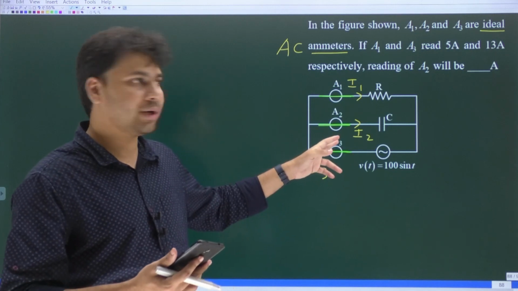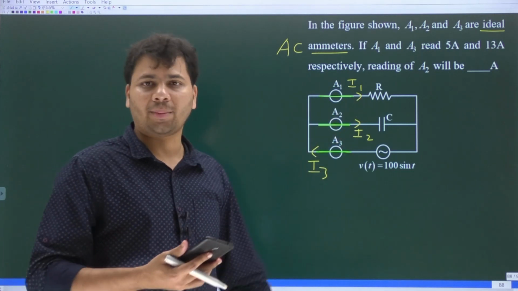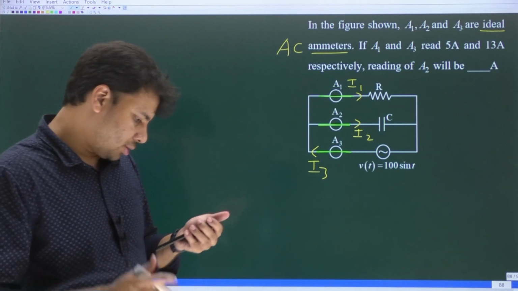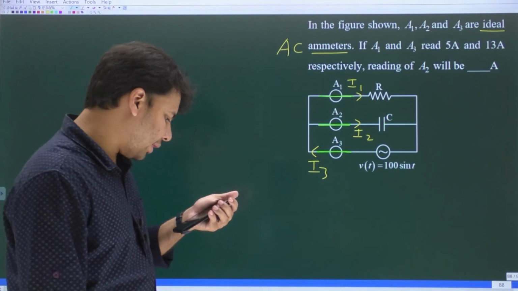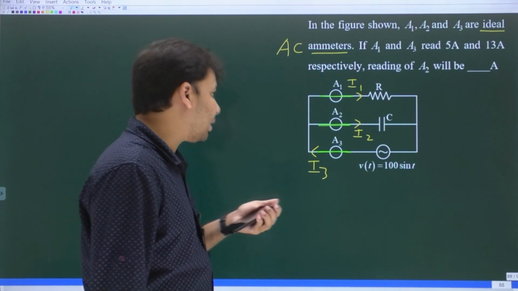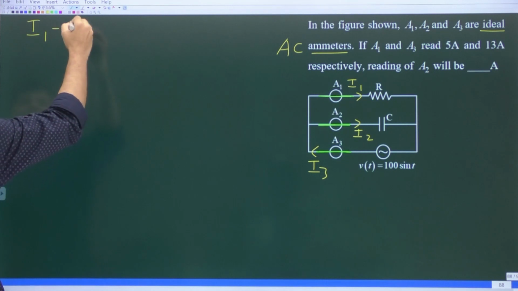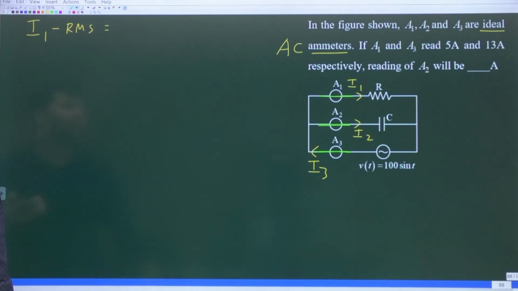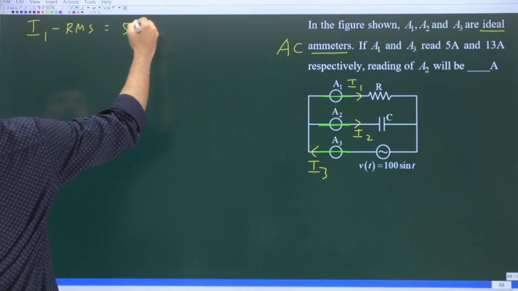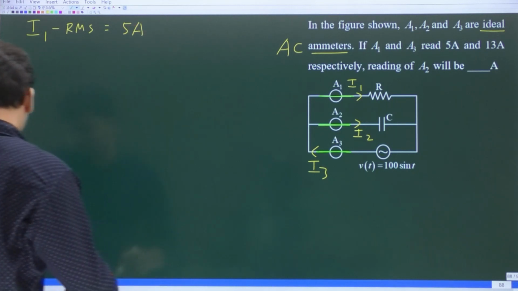The current through ammeter A2. I1 is what? The current through ammeter A1. And it is already given that A1 reads 5 amperes. Okay. So I1 RMS value is what? 5 amperes.